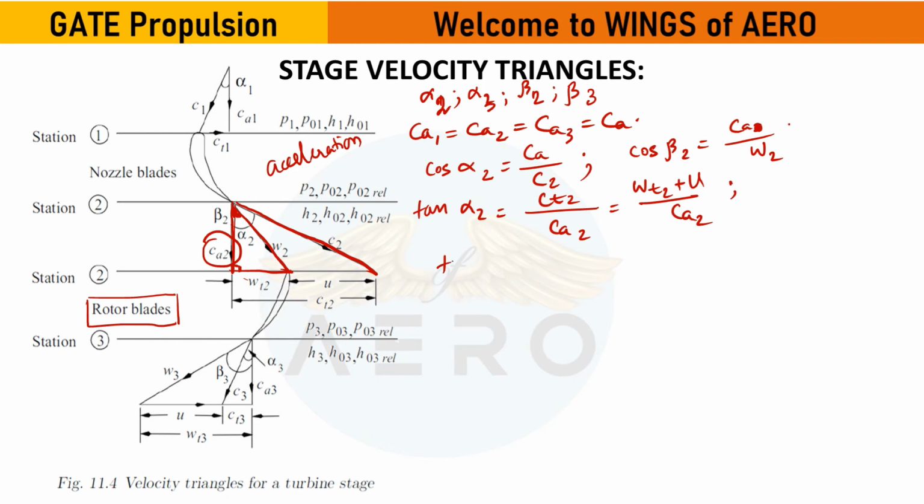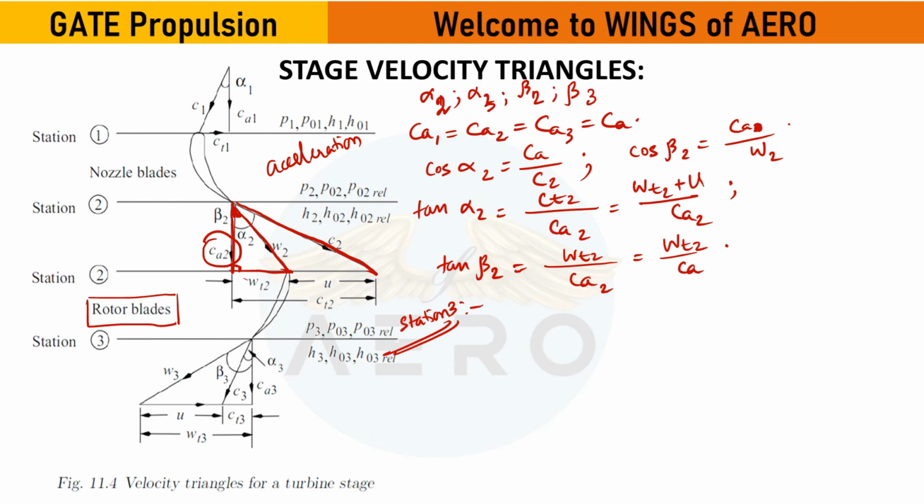Similarly we can take tan beta 2. Please try to solve along with me. Height by base, what is the height? Height is Wt2 by Ca2, right? By Ca. Then next, this is for the station 2 that we have found. Now similarly we can find for the station 3.